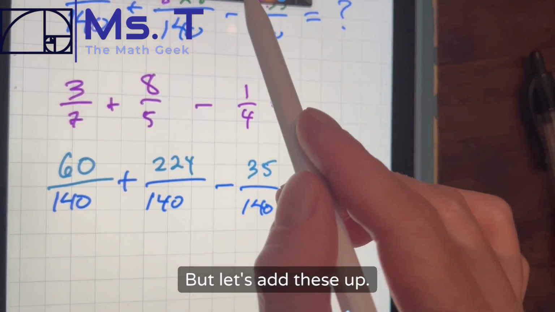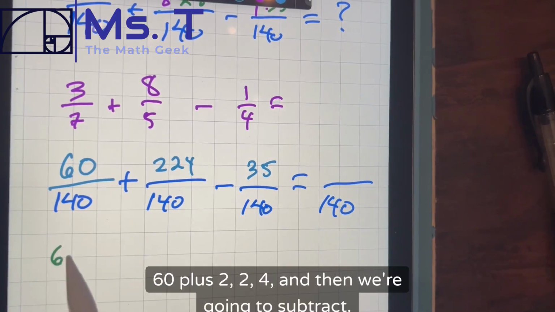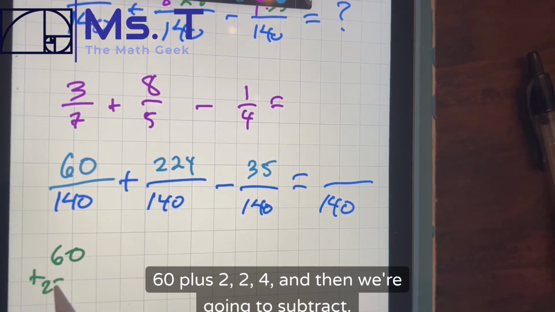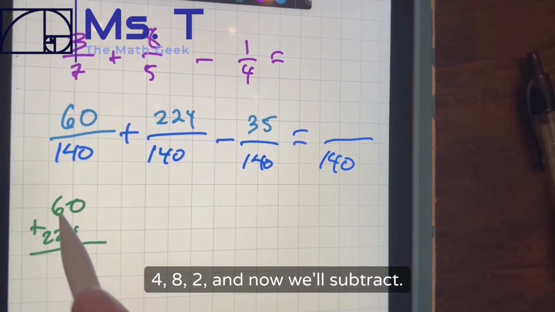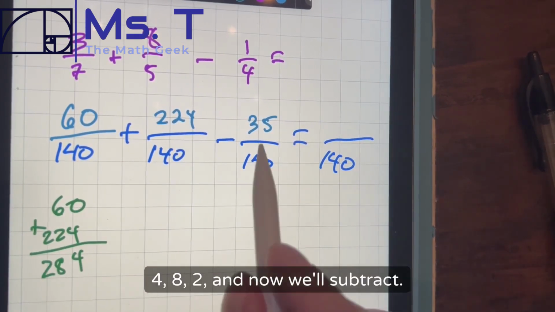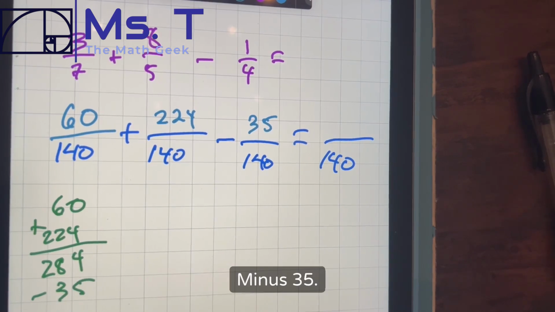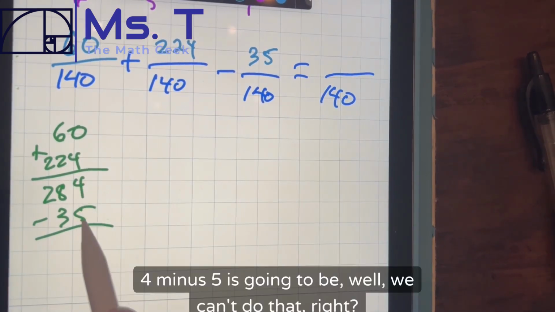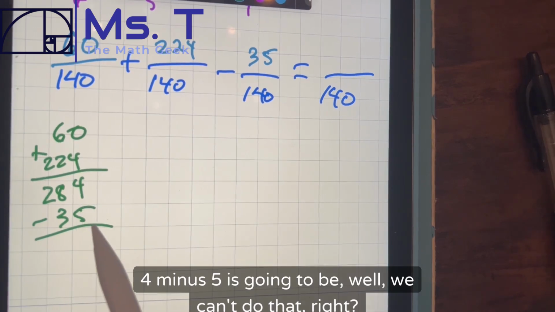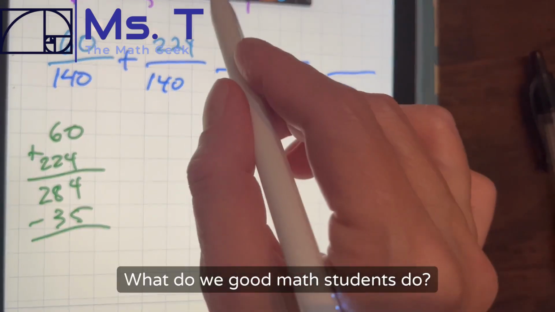But let's add these up. And let's do it nice and slow. 60 plus 224, and then we're going to subtract. Okay, I don't want to cross-pollinate with my negative right now. 4, 8, 2, and now we'll subtract. Minus 35. We can do it in the same scale. 4 minus 5 is going to be, well, we can't do that, right? So what do we do? What do we good math students do?